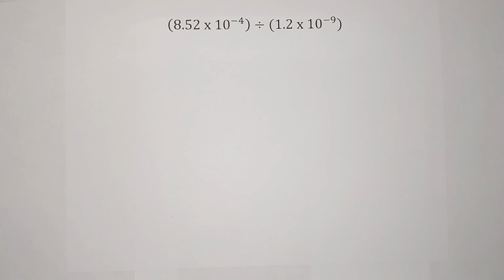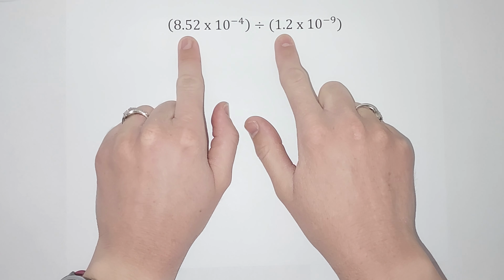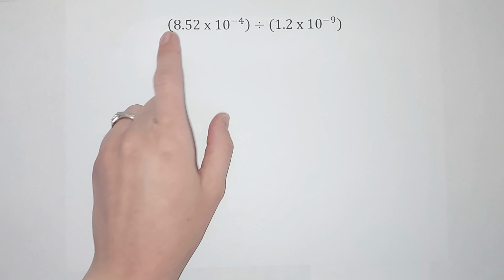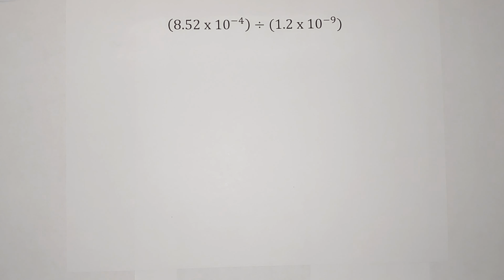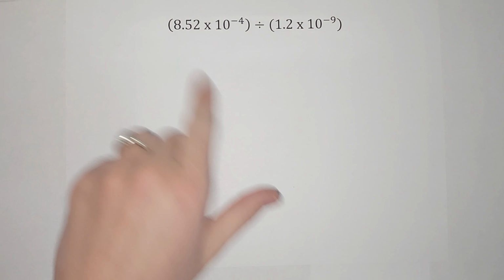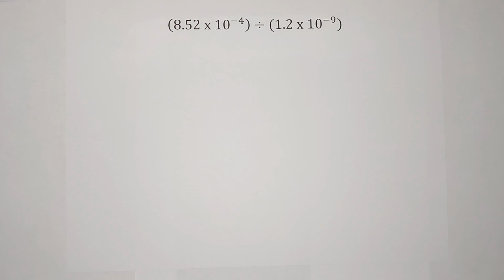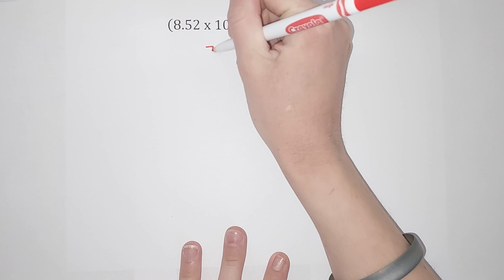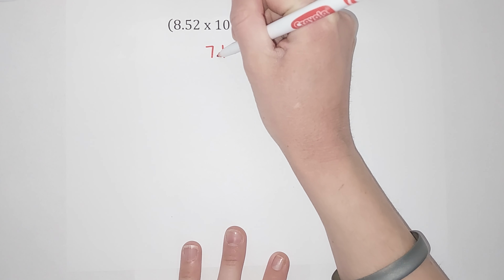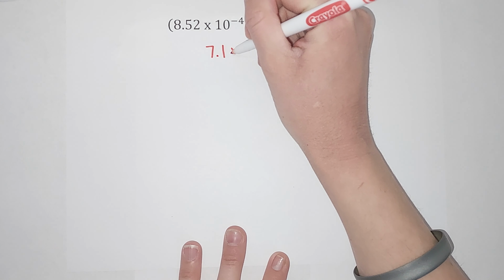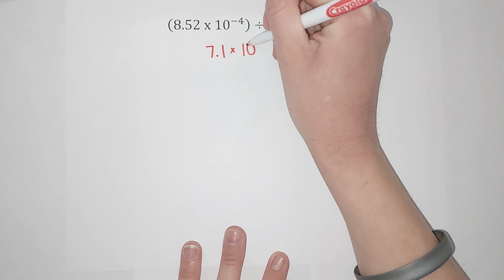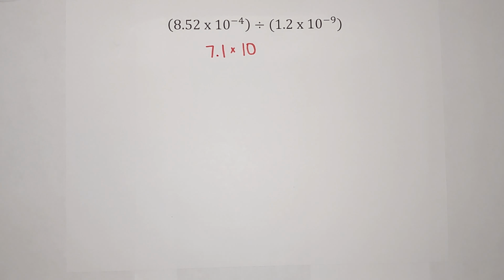So when I do this, first I'm going to divide my decimals: 8.52 divided by 1.2. I'm assuming if you're doing this for an assignment, your teacher will probably let you use a calculator. If not, I will link a video in the corner showing you how to divide decimals if you need a review. When I stuck 8.52 divided by 1.2 into my calculator, I got 7.1. And then we are multiplying that by 10 to a certain power that we haven't figured out yet.